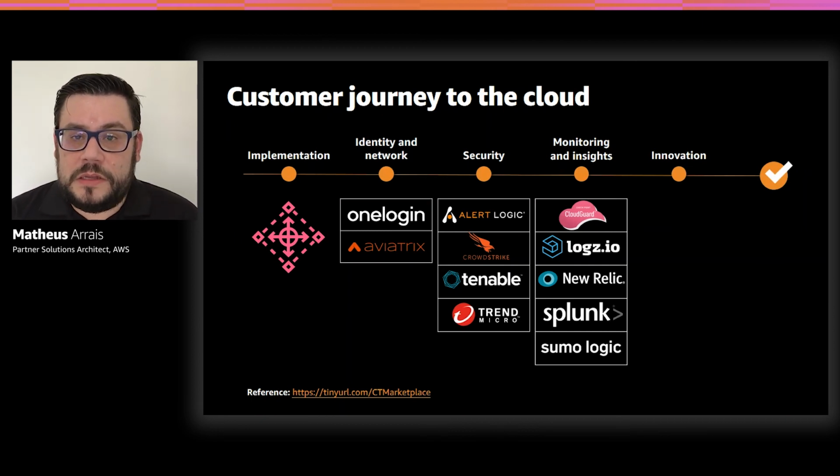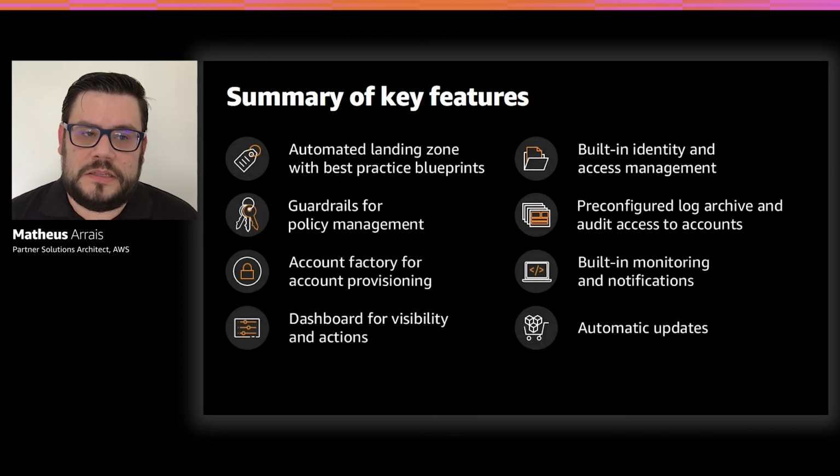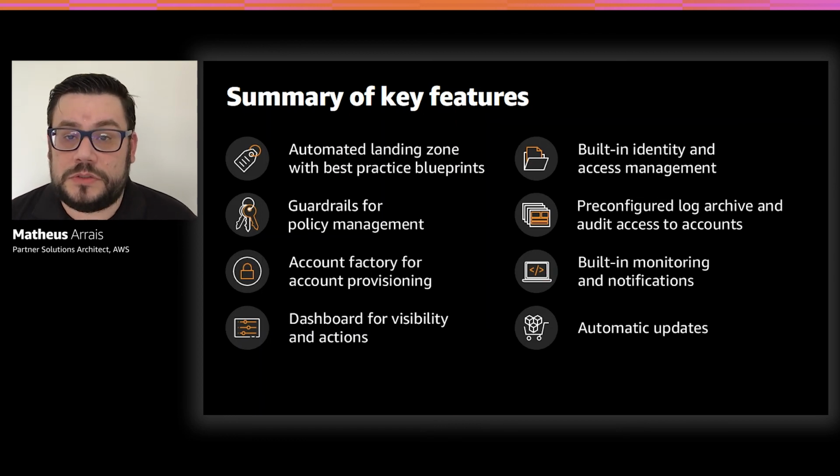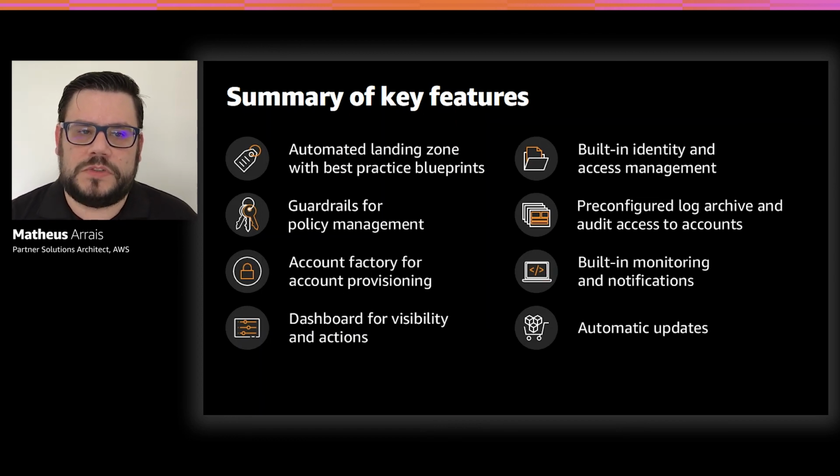So let's wrap up the key features that AWS Control Tower has. AWS Control Tower has an automated landing zone, which follows best practices and blueprints. Also guardrails, very important features for governance and security at scale in your accounts. Account Factory, to give your builders the ability to create new accounts in a secure and managed environment. Also, a dashboard to visualize non-compliant resources and manage your accounts through those dashboards.